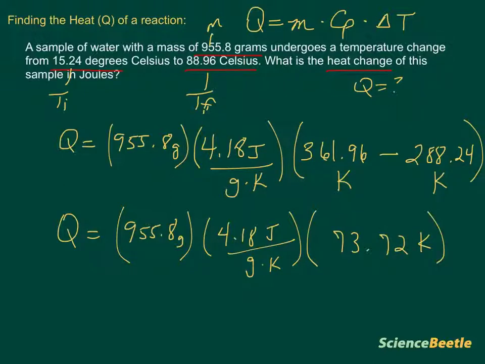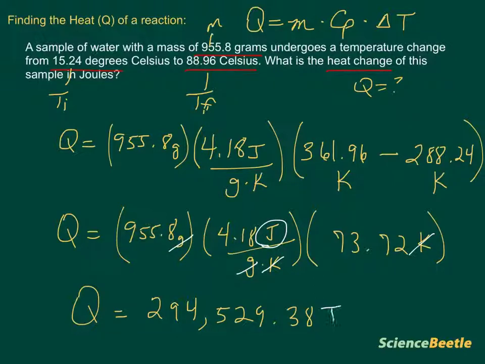Now what I need to do is multiply all of these numbers. So I'm going to take 955.8, multiply that by 4.18, and then multiply that answer by 73.72. And what I wind up getting here is a Q value equal to 294,529.38. And the units here are going to be the following. Since my grams cancel with grams and my kelvins cancel with kelvins, the units that I'm looking for is in joules. And so this here is my answer in joules.